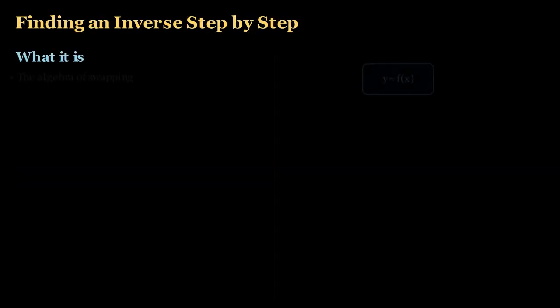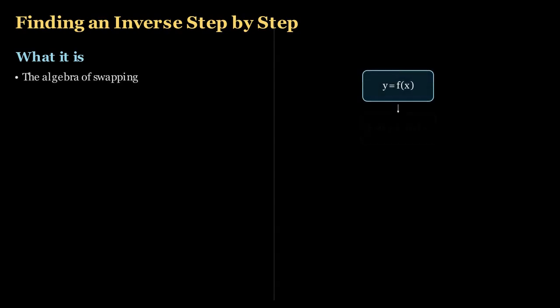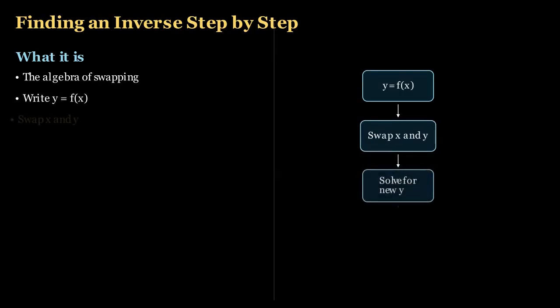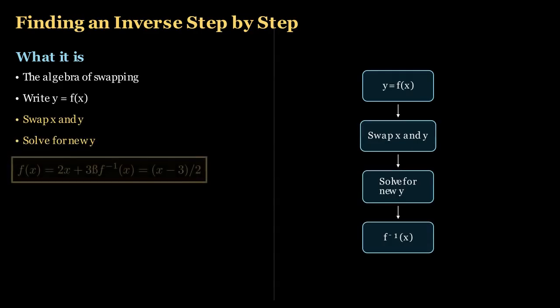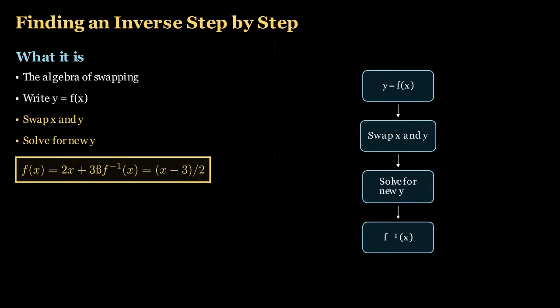We already know an inverse function undoes the original function. Now we learn the algebraic method to actually find that inverse. The core idea is beautifully simple. We start by writing our function as y equals f of x. Then we swap the roles of x and y everywhere. This swap is the algebraic version of reflecting a graph across the line y equals x. Finally, we solve this new equation for y. That new y is our inverse function, written f inverse of x. It's like a recipe: write, swap, solve.